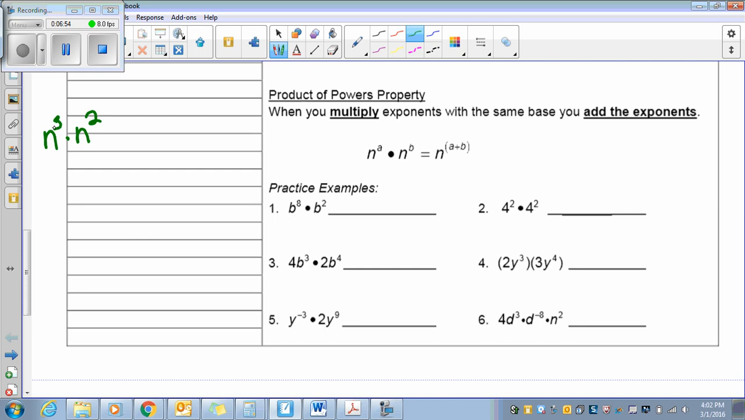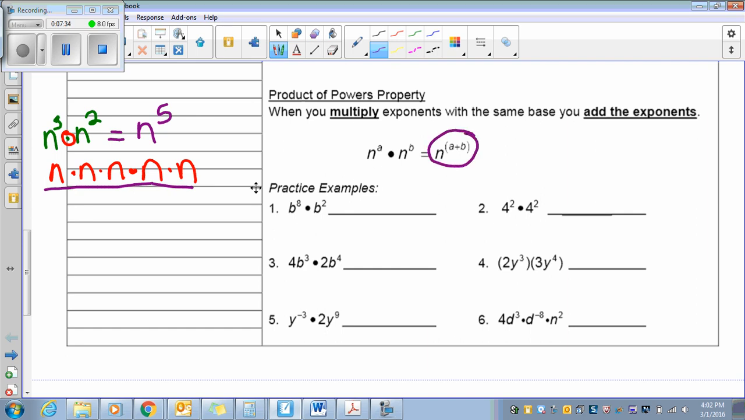Well, what do we know about exponents? It tells us how many times we multiply the base. So n cubed is really telling me n times n times n. And then I have multiplication times n squared. Well, n squared we know is n times n. So when we look at this, how many times are we really multiplying n together? We have 1, 2, 3, 4, 5. So we see that n to the 3rd power times n to the 2nd power gives us n to the 5th power. So what we really did, we just added those two exponents together as you see here.